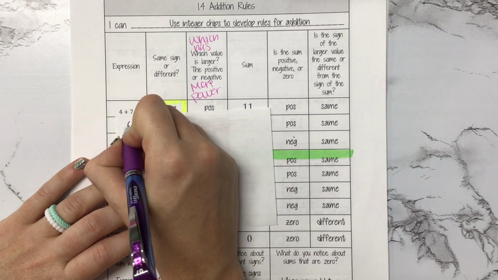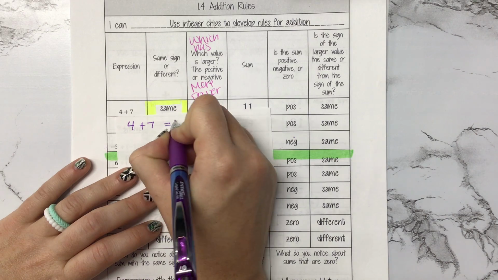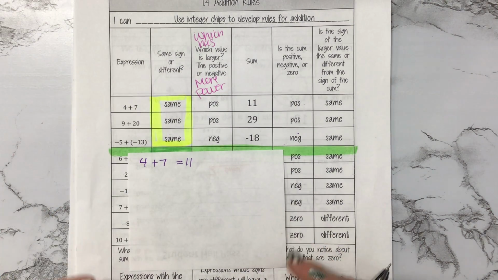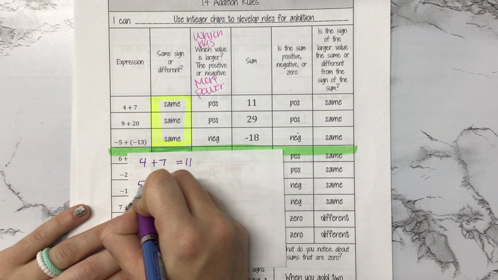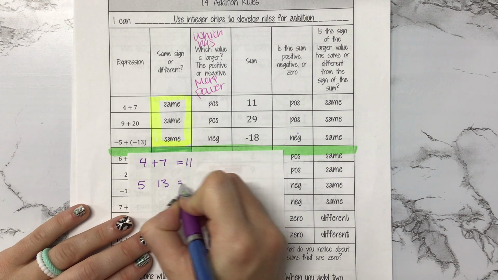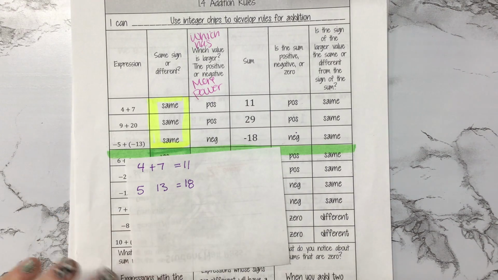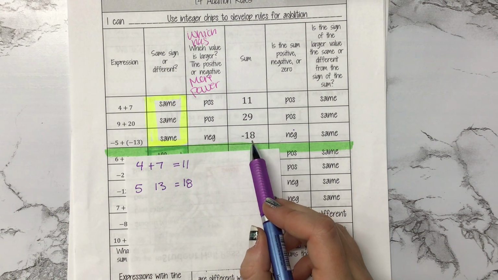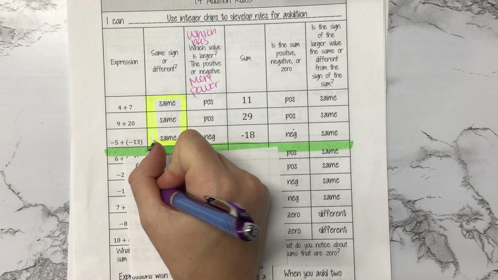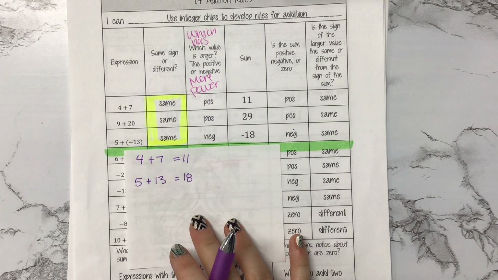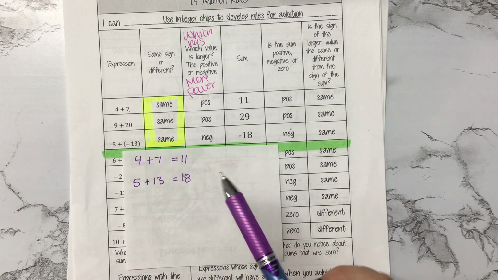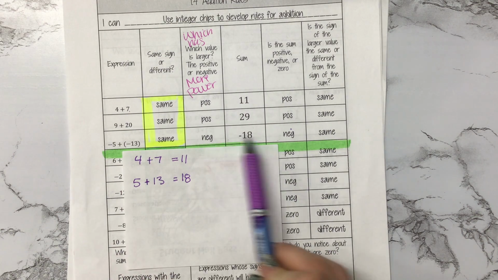But I want you to think about what we're doing here. So 4 plus 7 is 11. We know that. But negative 5 and negative 13, just think about 5 and 13. What do I have to do with 5 and 13 to make it into 18? You have to add them. So when they have the same sign, they're both positive or they're both negative, you add the numbers together and that sign stays the same.